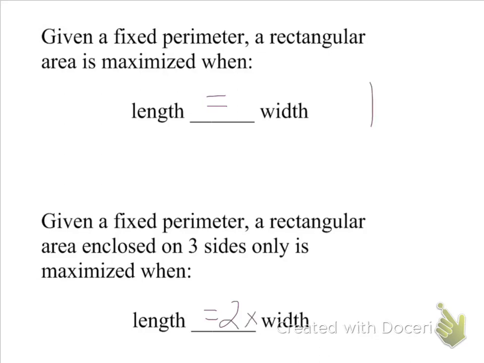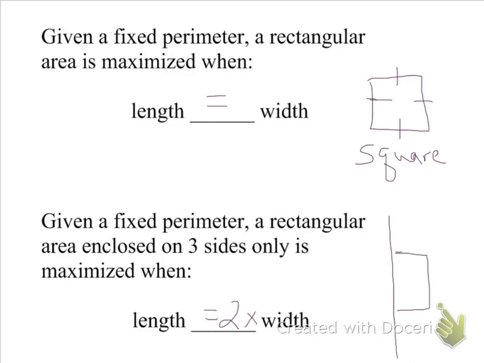So for this situation, we will have a square shape. All the sides are equal because the length equals the width. And for the fixed perimeter and an area enclosed only on 3 sides, imagine you had like the wall of a house and then 3 pieces of fence. Well, the length, the longer side, will be equal to twice the width. So if this is the width, then this will be 2W. So twice that number.